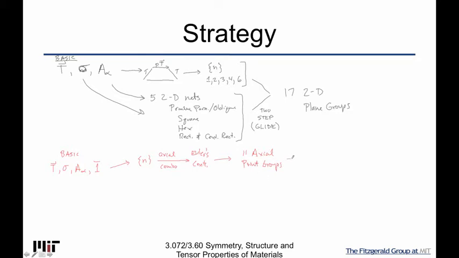And then if we use inversion, that's going to create the 32 3D crystallographic point groups. Okay.